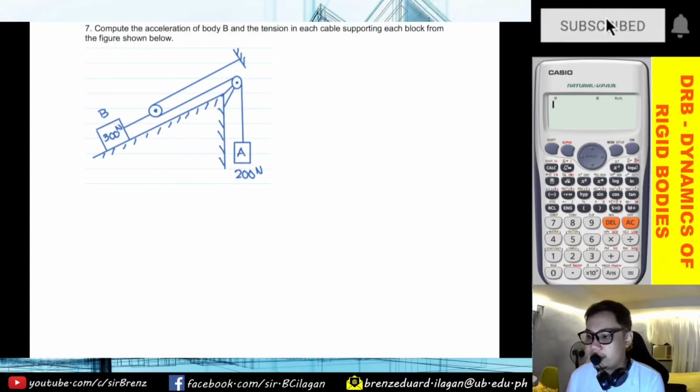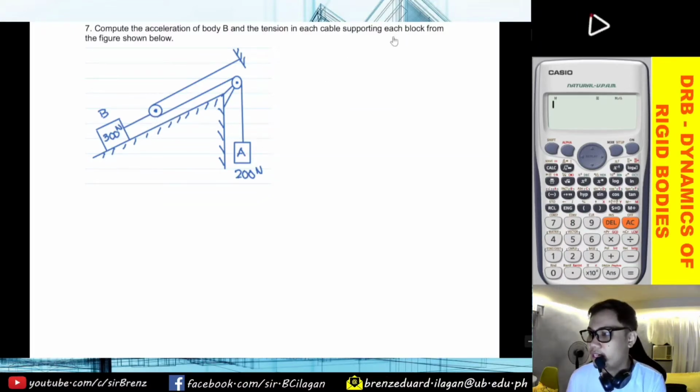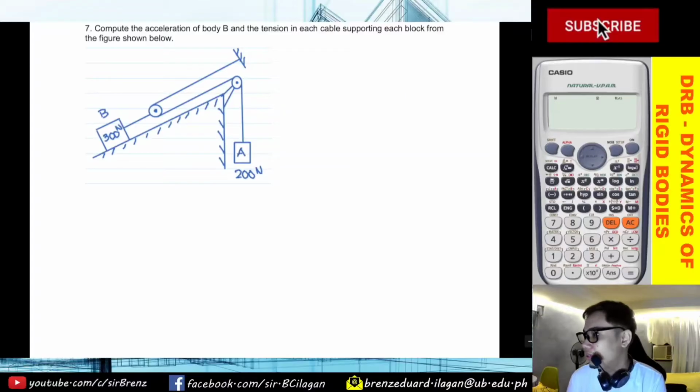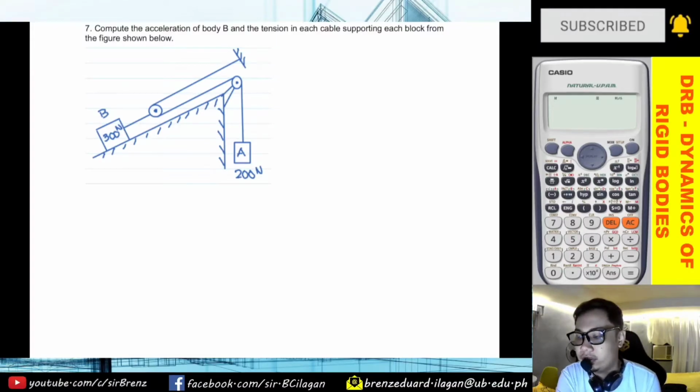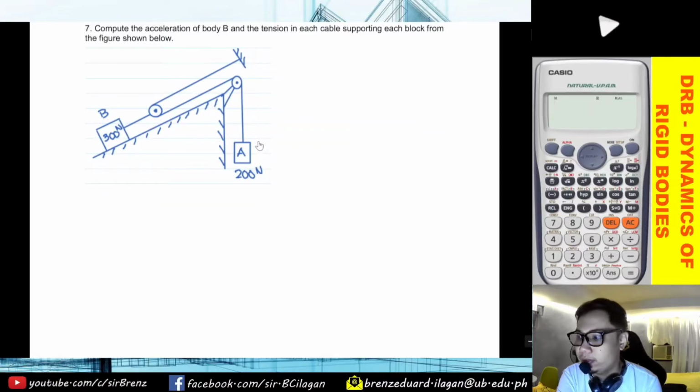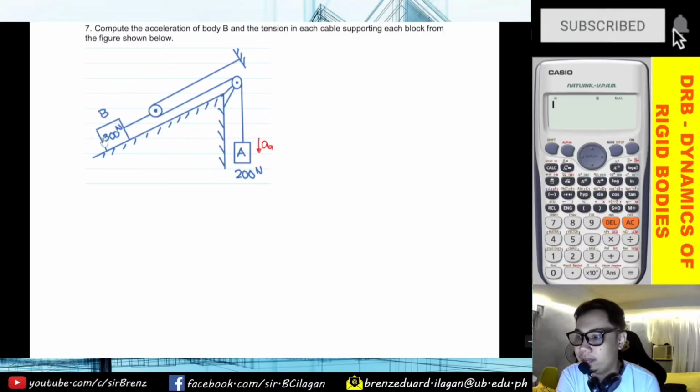So let's go back to our problem number 7 again. We need to compute the acceleration of body B and the tension in each cable supporting each block from the figure shown. So again, hopefully na-solve nyo to. The solution that I'm going to show you is the correct solution from where yung block A yung mag-govern ng motion. So ibig sabihin, the acceleration of block A is going downward, and for block B, papunta siya pataas along the inclined surface.